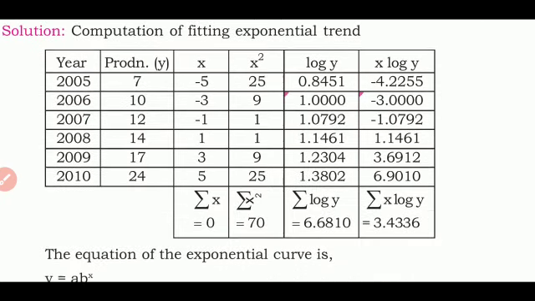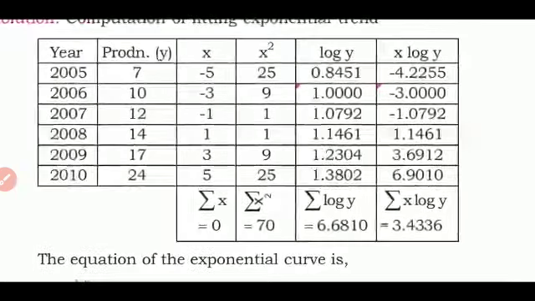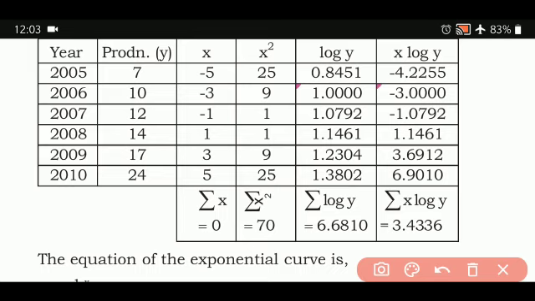Now see, what you have to remember, what columns you need to make. You write the year as it is, you write the production as it is, then your new x. Now see, in this particular example, 1, 2, 3, 4, 5, 6. It's an even number. So when it is an even number, your x changes in this particular fashion. Your middle value will not come 0. So how does it come? Minus 1, minus 3, minus 5.